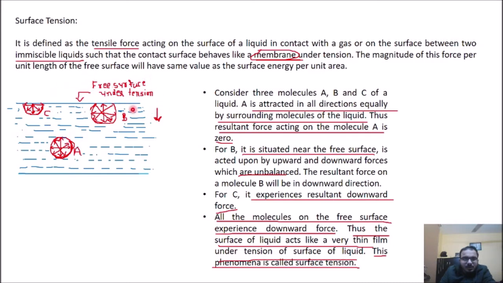So this is called surface tension, and we have taken some previous example here of three molecules, and the molecules which are present on the free surface have an unbalanced force. That's why the net force is in the downward direction. That's why we have a tensile force acting over it. So this surface of liquid, that is the free surface, acts like a very thin film under tension of liquid. So this phenomenon is known as surface tension.